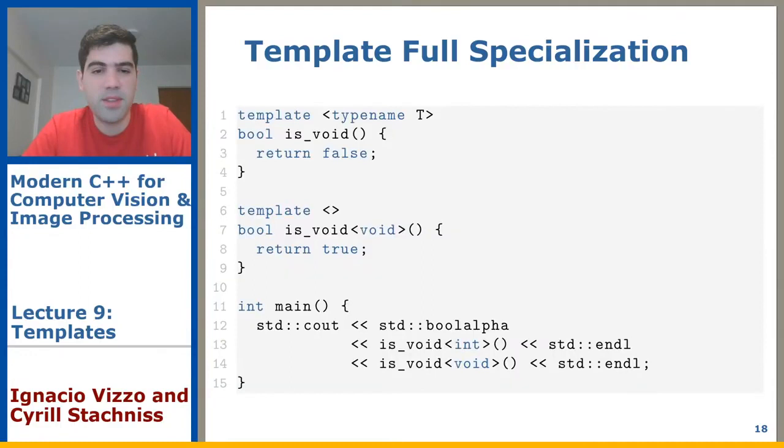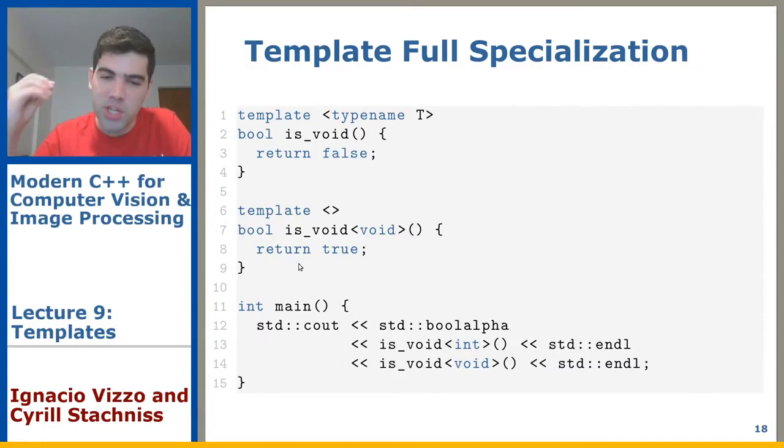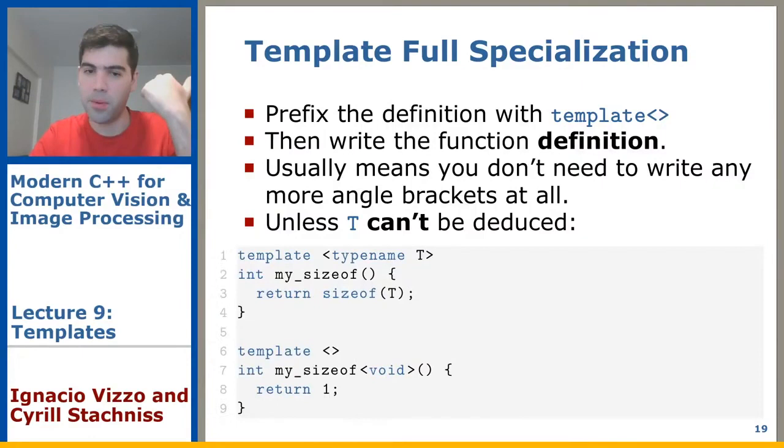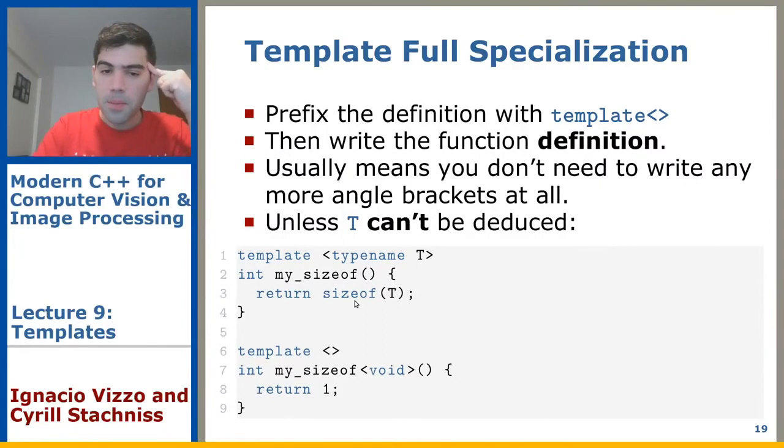This is like a function. What you're seeing here is a full specialization for a template function, but it's a function indeed. So whenever you do this, you will generate this symbol at compile time. This is equivalent to writing the function, and usually you don't need to write any more angular brackets at all whenever you do this full specialization, unless the type cannot be deduced, like in the previous case or this particular case. So we have, for example, sizeof T, and this sizeof is a C function that is not defined for void.